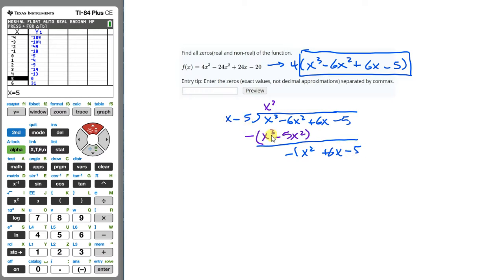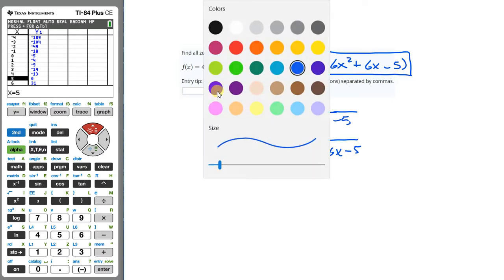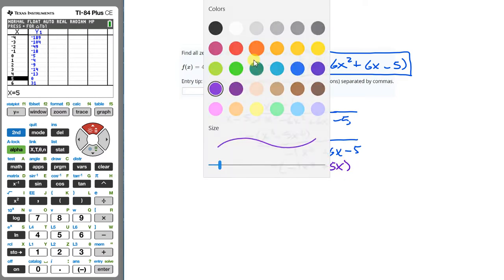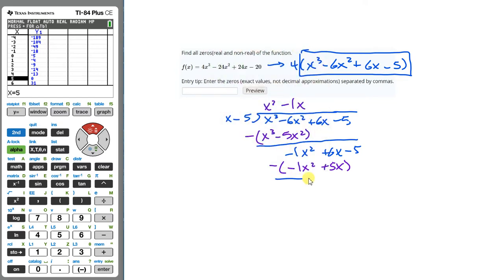How do I make an x look like a negative 1x squared? With a negative 1 and another x. Negative 1x times x, negative 1x squared. Negative 1x times negative 5 is plus 5x. Subtract, because that's been accounted for. And we end up with negative 1 plus 1 is gone. 6, take away 5, leaves me with 1.